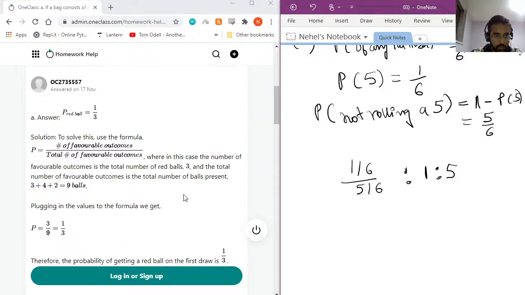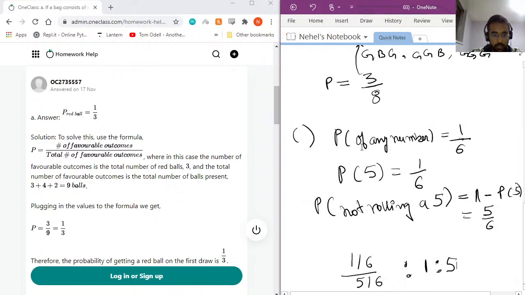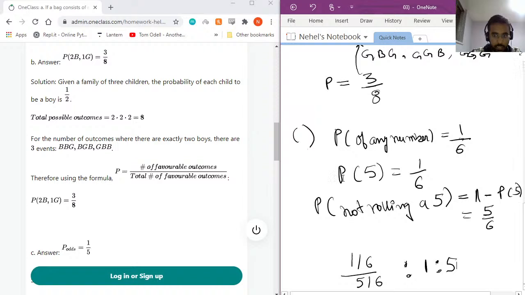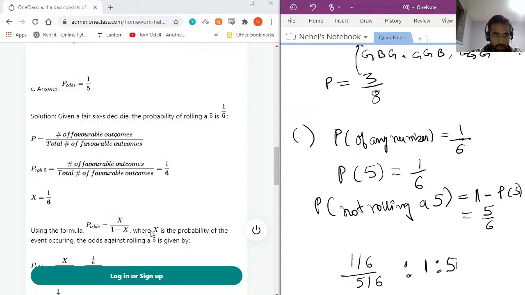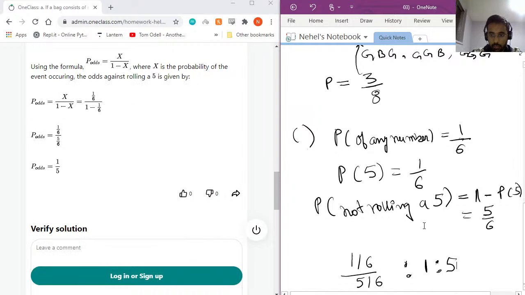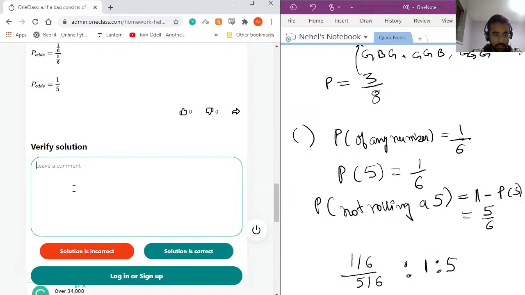So for the first question, they got 1 over 3, which is correct. The second question, the answer was 3 over 8, which is also what we got. Perfect. And then for the final question, the answer was 1:5. So I would only recommend that the odds should be represented as a ratio as opposed to a fraction.